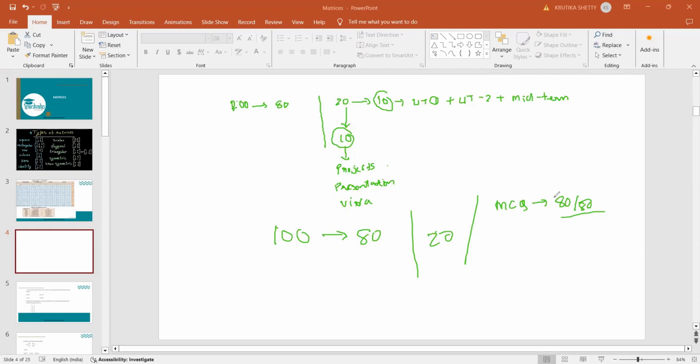But if you want to reach the figure 80 out of 80, then you need to concentrate on these MCQs, because in MCQs there are no options given to you. The MCQ part does not have any option.